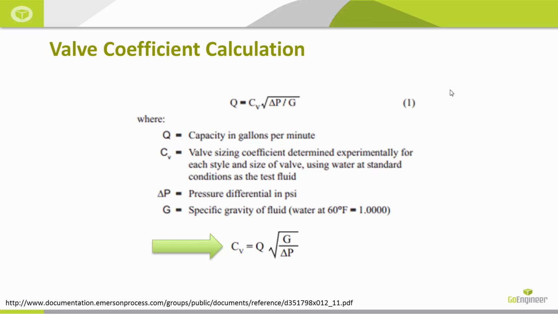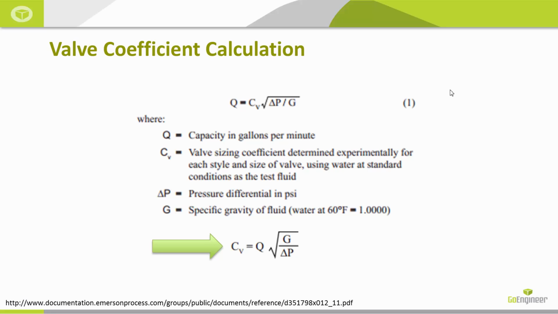So we have Q equals CV square root of delta P over G, where Q is the capacity in gallons per minute. So this is your flow rates. For those of you working in SI, this might be meters cubed per second. Or in the HVAC industry, you might be looking at CFM, right? Cubic feet per minute. We have our valve coefficient, which is dimensionless, right? And it's going to vary widely depending on the industry and the types of fluids being used and whatnot.